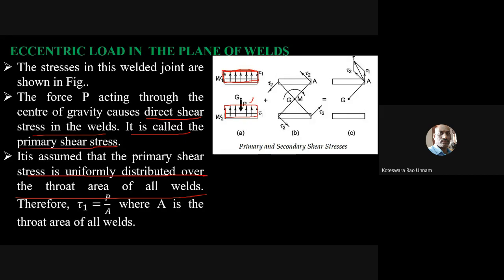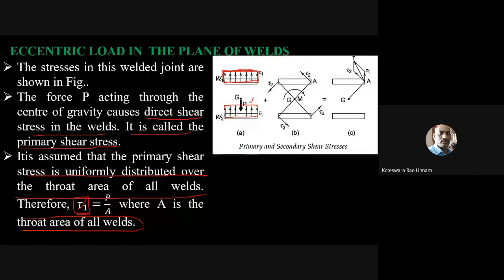So for all the points, the magnitude of the primary shear stress is constant. The magnitude of the primary shear stress is given by, we'll use tau1 as the notation for the primary shear stress. So this tau1 is given by P by A, where P is the applied load and A is the throat area of all the welds.